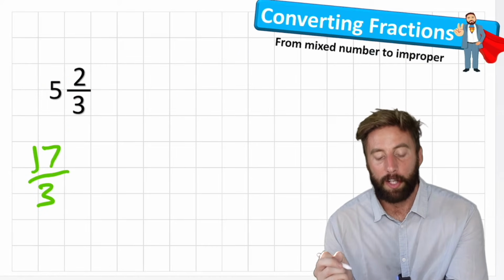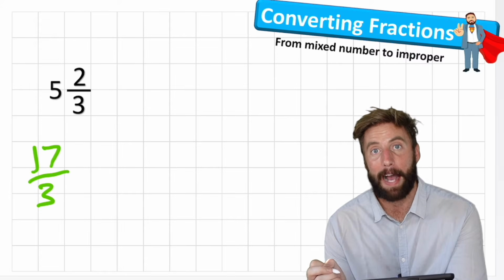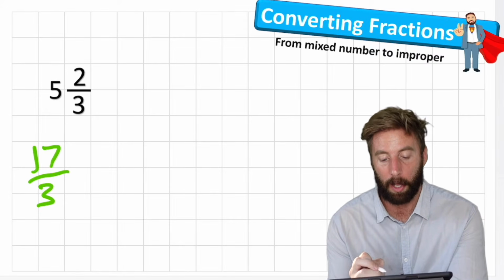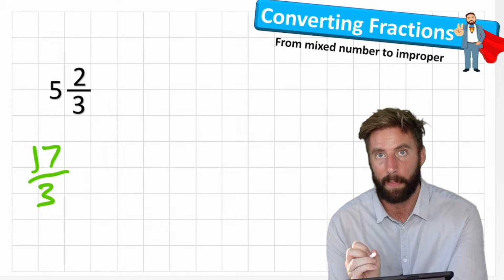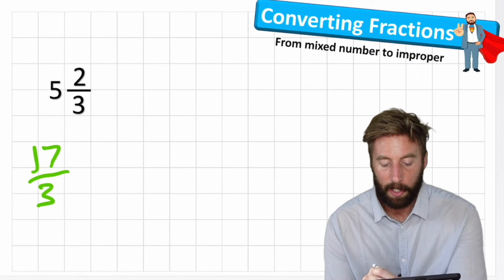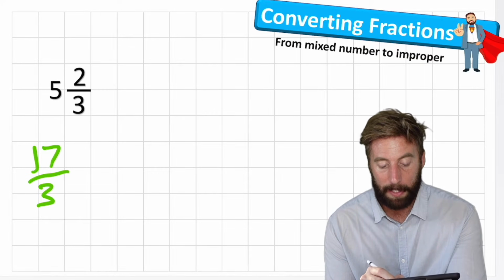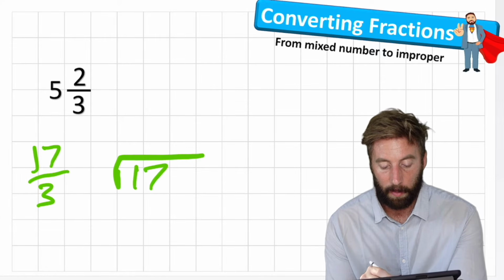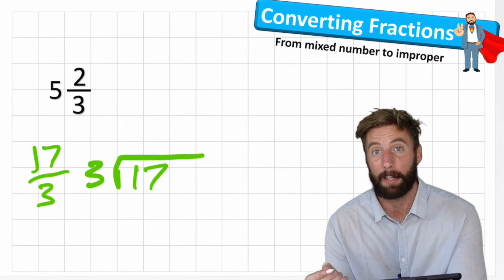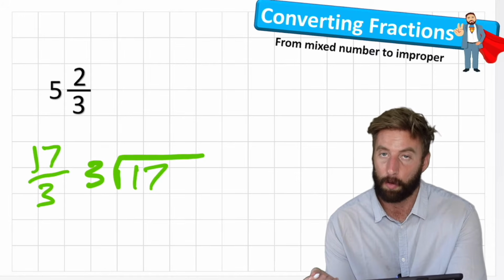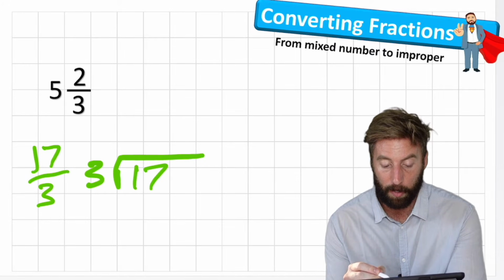Now before we move on, let's just make sure that's right by flicking it back to a mixed number in the way that we learnt in the previous lesson. So if you haven't learnt that, go back and check that out as well. So we're going to turn it back into a mixed number by simply dividing 17 by 3. Because if you think about it, division is the inverse of multiplication, so we're going to obviously divide at this point if we're trying to find the opposite.